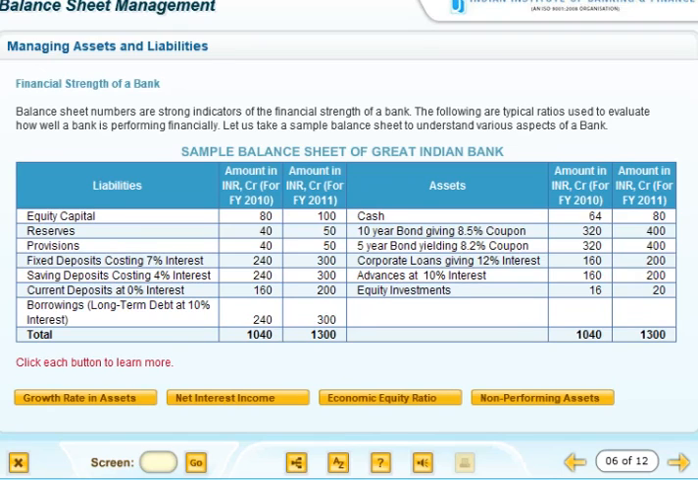Balance sheet numbers are strong indicators of the financial strength of a bank. The following are typical ratios used to evaluate how well a bank is performing financially. Let us take a sample balance sheet to understand various aspects of a bank. Click each button to learn more.